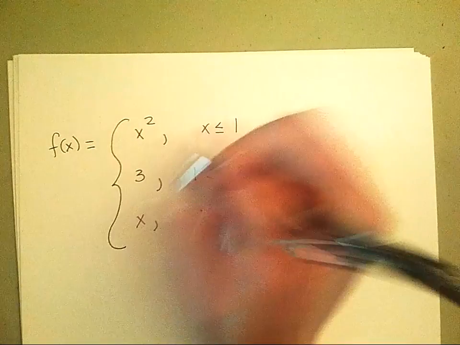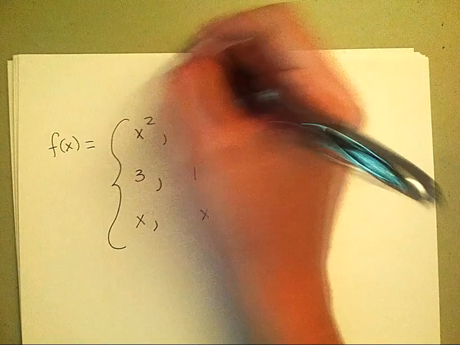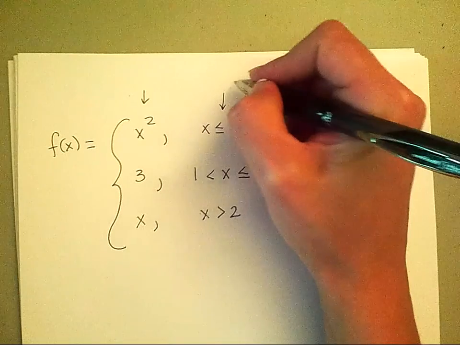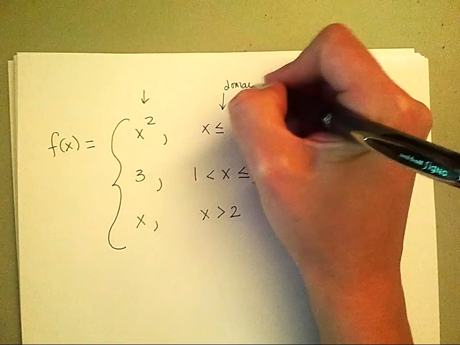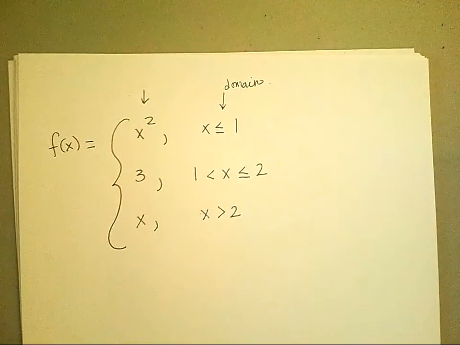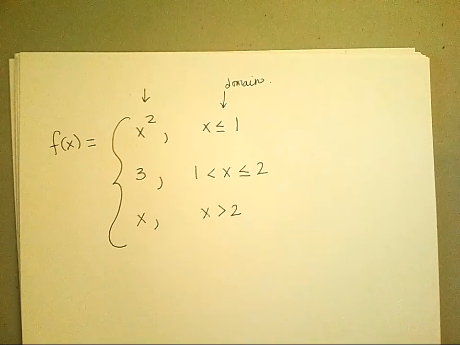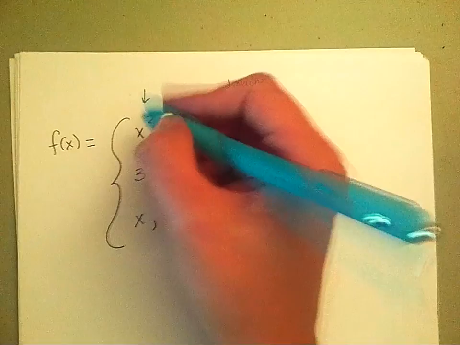Okay, so this is our function, and this is our domain. Now let's start trying to put all this together. I'm going to do it in 3 parts so we can see how this works. So we really do have 3 parts.